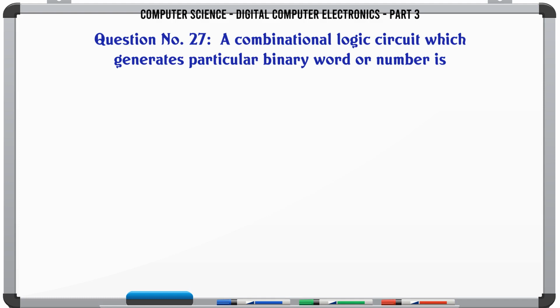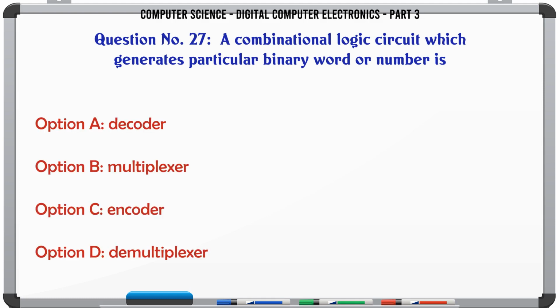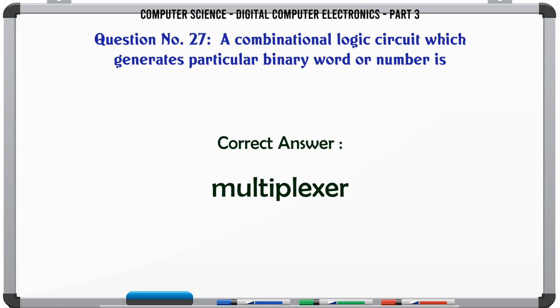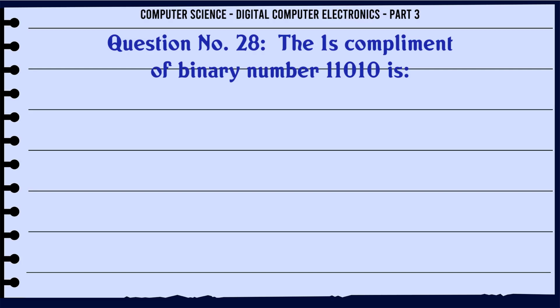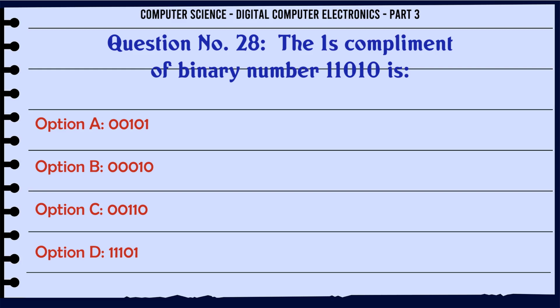A combinational logic circuit which generates particular binary word or number is A. Decoder. B. Multiplexer. C. Encoder. D. Demultiplexer. The correct answer is multiplexer. The 1s complement of binary number 11010 is A. 00101. B. 00010. C. 00110. D.